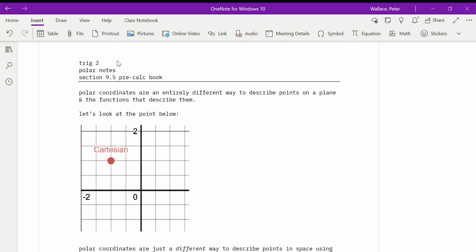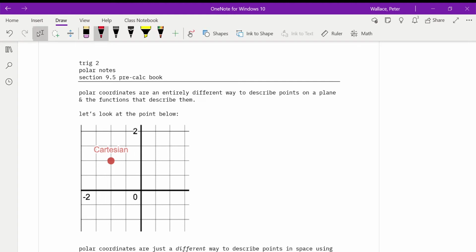Okay, trig folks, this video is going to be on polars, so it's going to be our first introduction to polar coordinates, which are a little bit of a math red pill. They are a completely different way of plotting points on a plane.